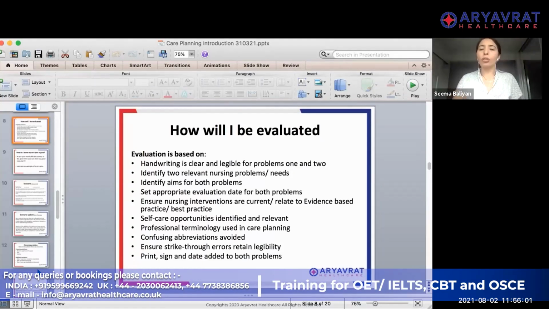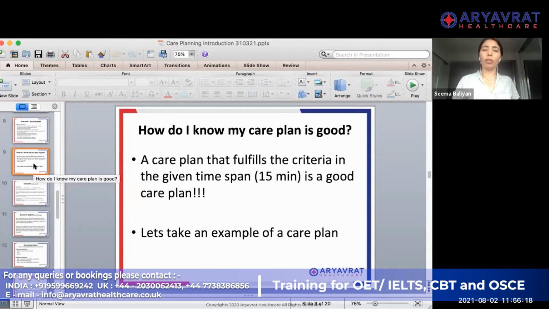If you want to strike anything, if you want to cut anything, then there has to be a single cut with your initials on the top. And you will need to make sure that you print, sign and date. Your name, sign and date should be there. These are the most important things in how you are going to be evaluated.